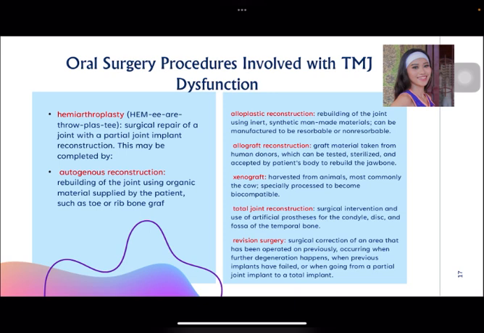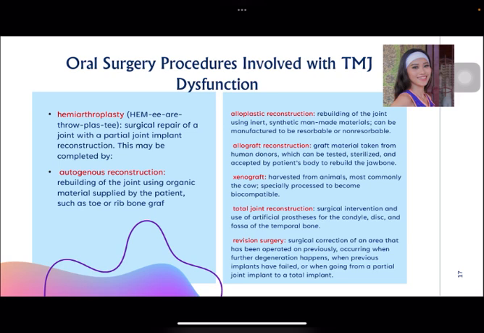The alloplastic reconstruction is a resorbable material that we use, like synthetic man-made materials. And the allograft reconstruction is, which can be tested, sterilized and accepted by the patient's body to rebuild the jawbone. It's taken from human donors. And the xenograft is harvested from animals, most commonly the cow, especially processed to become biocompatible.